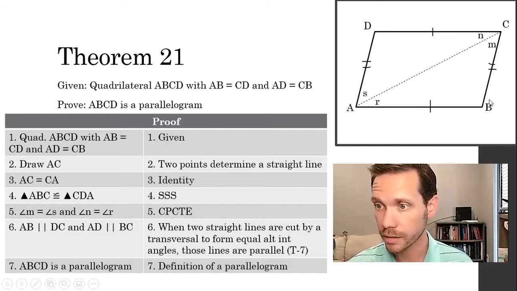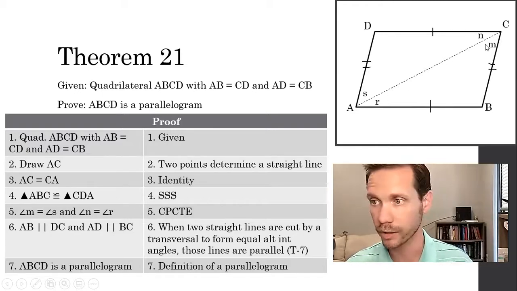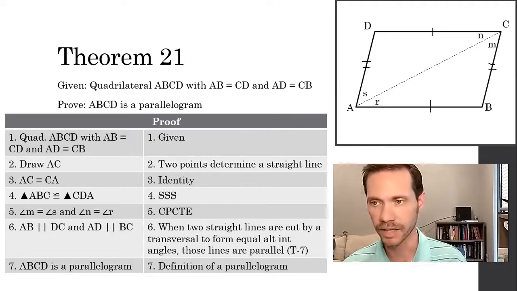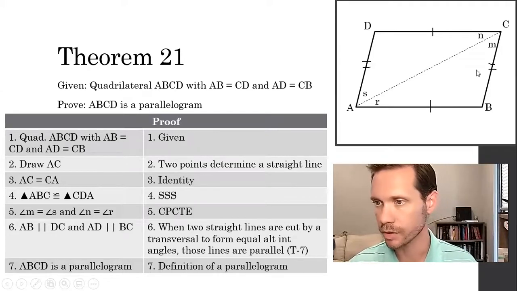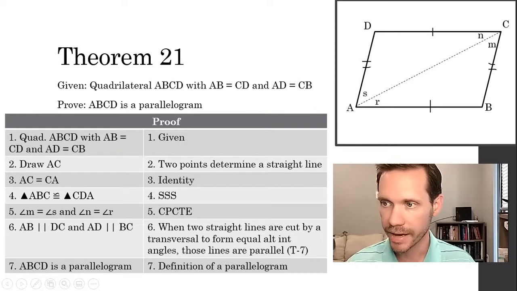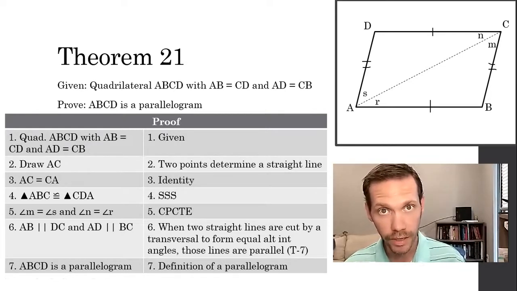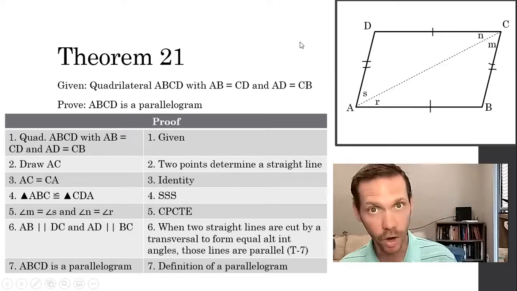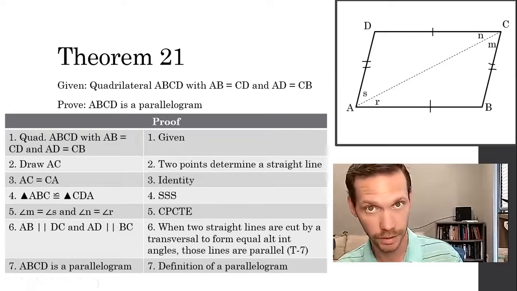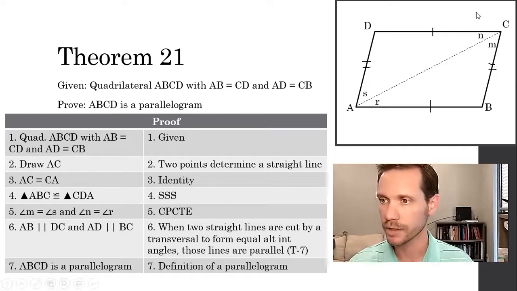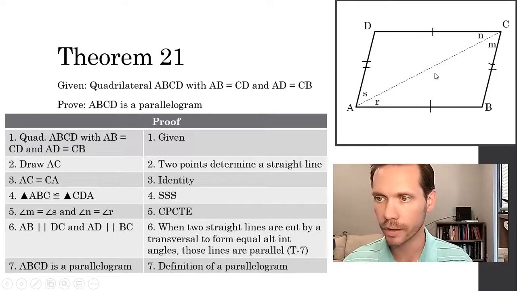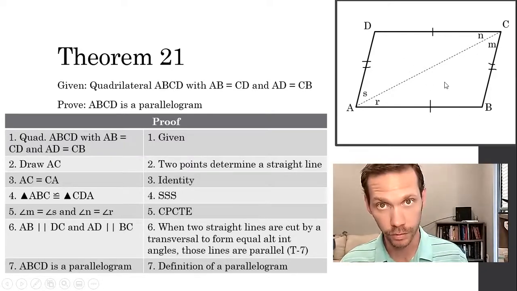Triangle ABC, the bottom, is congruent to triangle CDA, the top, because of the SSS theorem. We know that the left and the right side, AD and CB, are equal because of given. We know the tops and the bottoms, AB and CD, are equal because it is given. And we just showed that AC and CA are equal because of identity. So now we know these two triangles are themselves congruent, right?